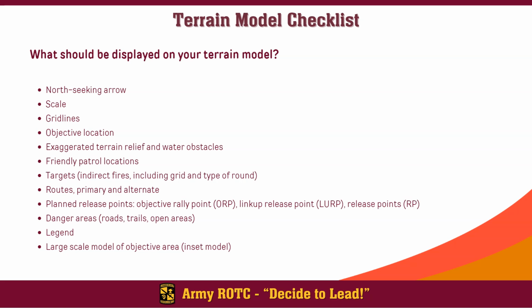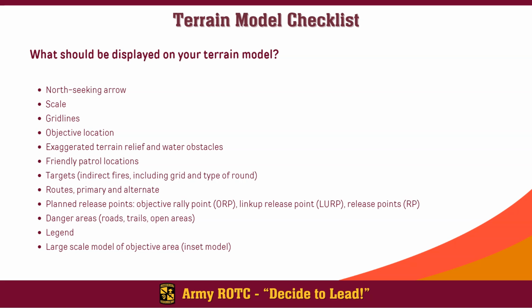So you always want to have that north-seeking arrow and then orient it to be actually pointing north in real life as well. You should have a scale of some sort on there so that people understand what the distances are and make sure that the scale makes sense for the distances. And that's going to come with making sure that you have grid lines, of course. You should be able to show where your objective location is. And then, of course, any exaggerated terrain relief or water obstacles.